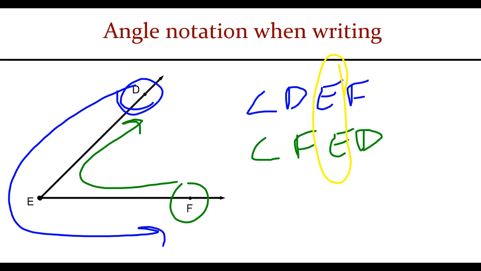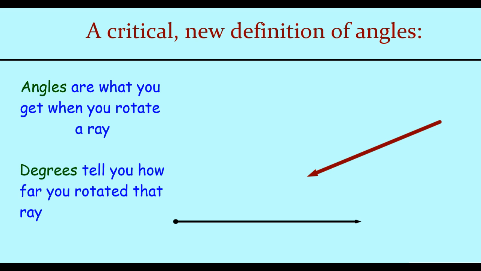So another way that we're going to need to look at angles, an important definition, is that angles are what you get when you rotate a ray. So if we imagine taking this ray, we can see that the angle is getting bigger and bigger and bigger, or the space is getting bigger and bigger and bigger between it. So this gives us what we call degrees.